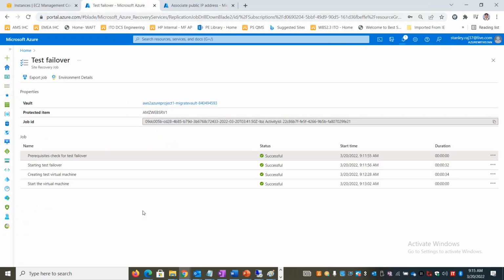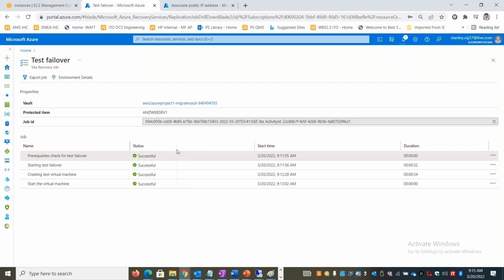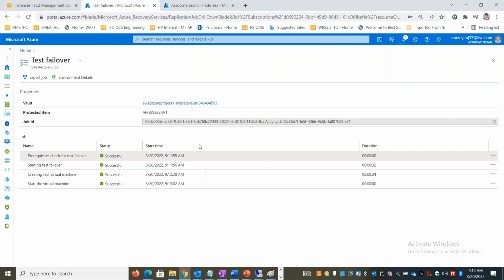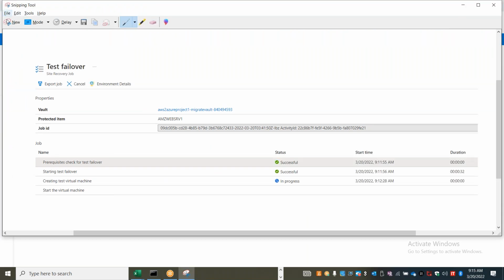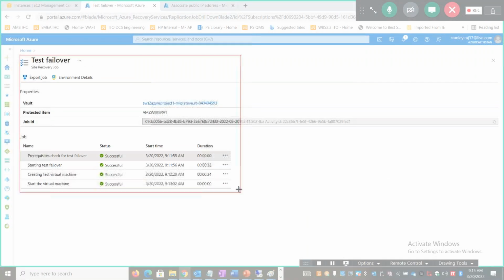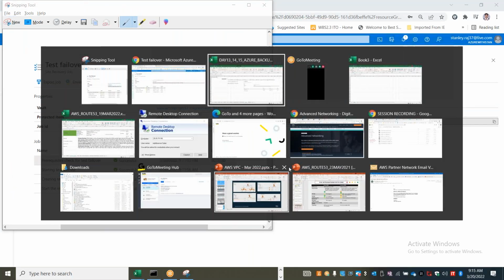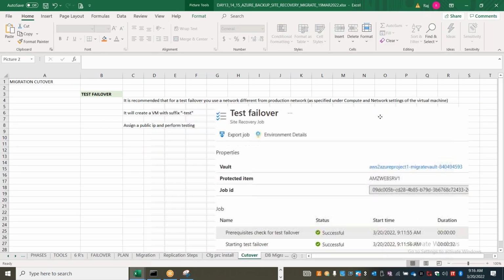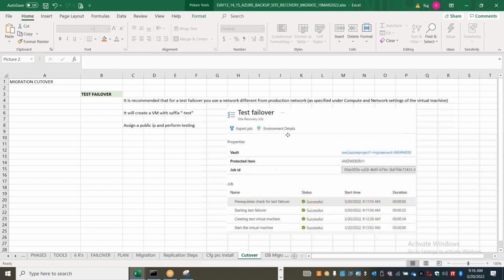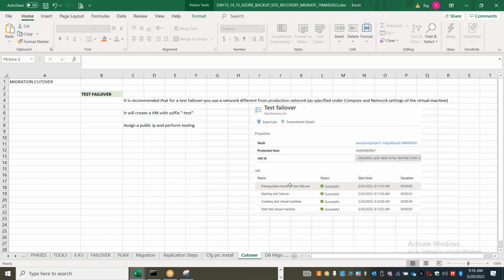Yeah, so you can see that the testing, the VM creation, prerequisite check, everything is done. It took hardly 2 minutes to perform the actual failover. Overall it took only how much? Yeah, less than 2 minutes, 66 seconds. It will be super fast. So these are the steps that happen during the test failover.